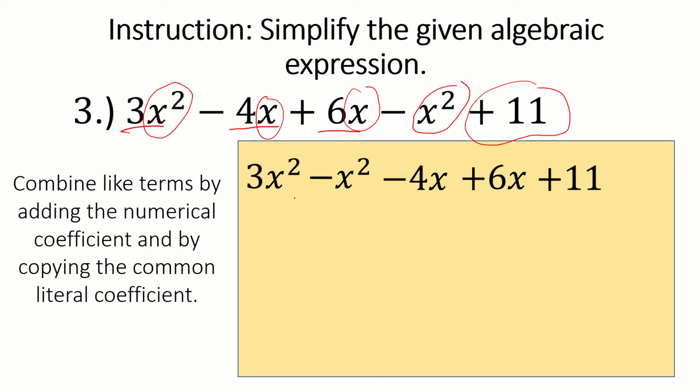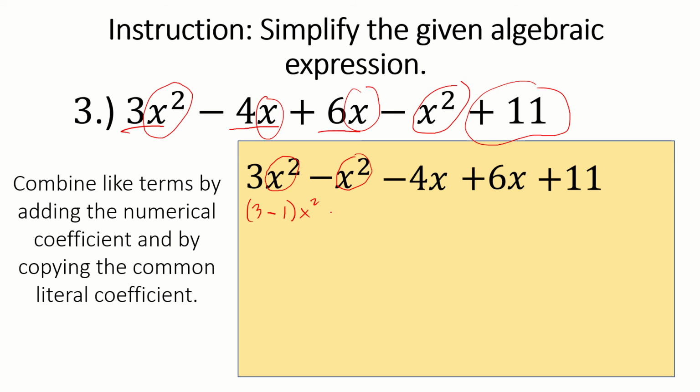Now combine like terms by adding the numerical coefficients and copying the common literal coefficient. So this is 3 minus, okay, does it mean that there's no number here, then there's no numerical coefficient? That means that there's an imaginary 1 there. So 3 minus 1. Then the common literal coefficient is x squared.